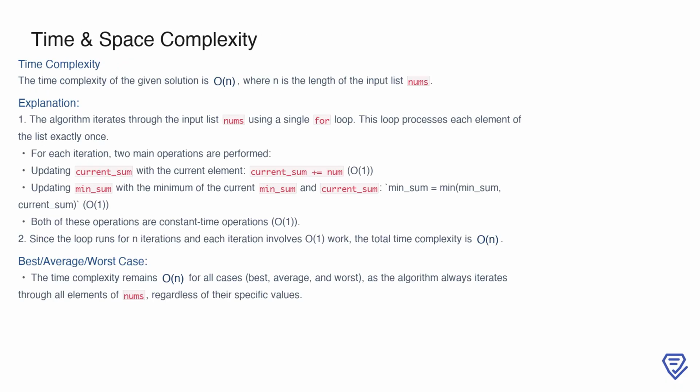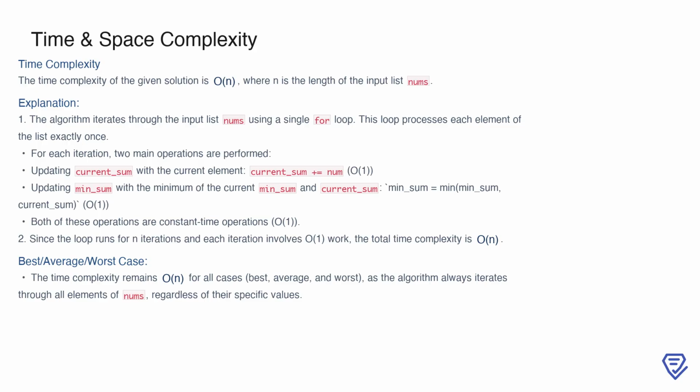The time complexity of the solution is O(n), where n represents the length of the input list, nums. This is because the algorithm processes each element of the list exactly once. It uses a single for loop, and during each iteration, it performs two main operations. First, it updates the cumulative sum, current_sum, by adding the current element, which is a constant time operation. Second, it updates min_sum by taking the minimum of the current min_sum and the updated current_sum, which is also constant time. Since these operations are O(1) and the loop runs n times, the total time complexity becomes O(n).